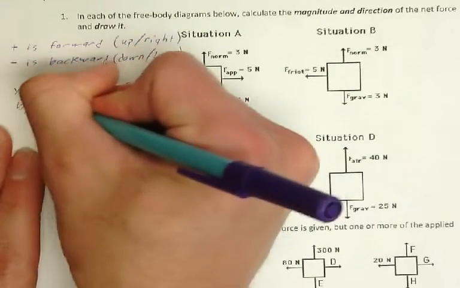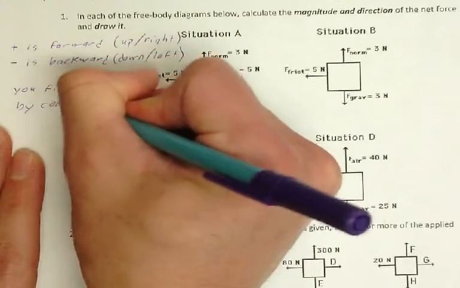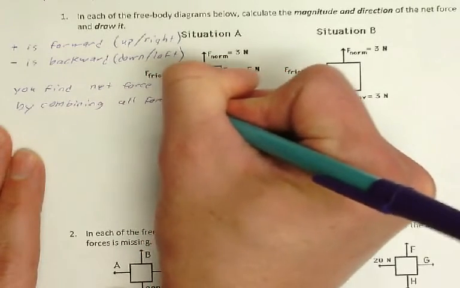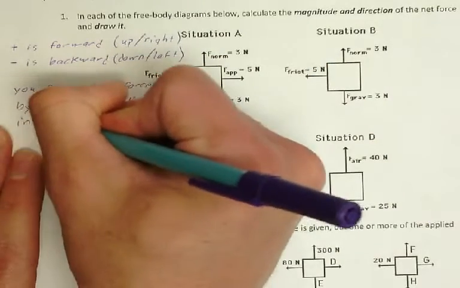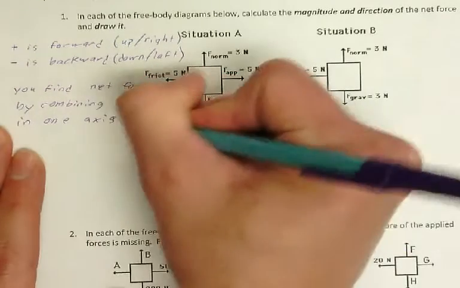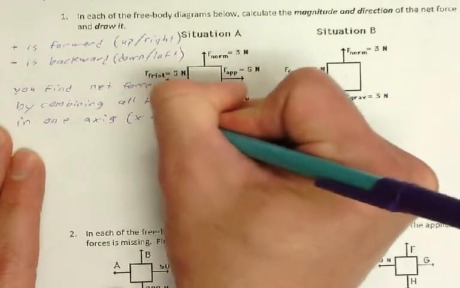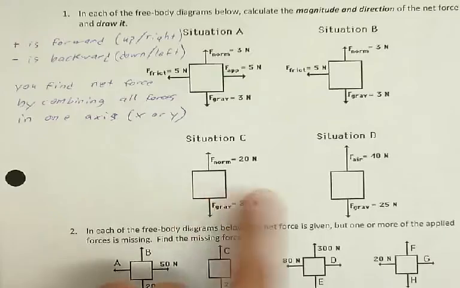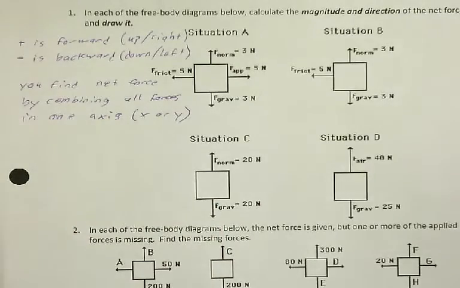by combining all forces in one axis. So the axis is either the x-axis or the y-axis. So you combine all the x's together or you combine all the y's. You need to do both the x and the y direction unless there isn't one. For example, situation C has no x direction, so you don't need to do the x net force.